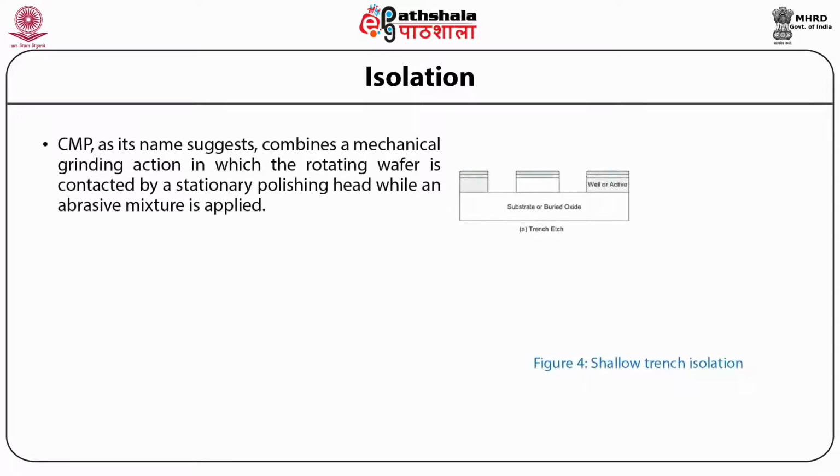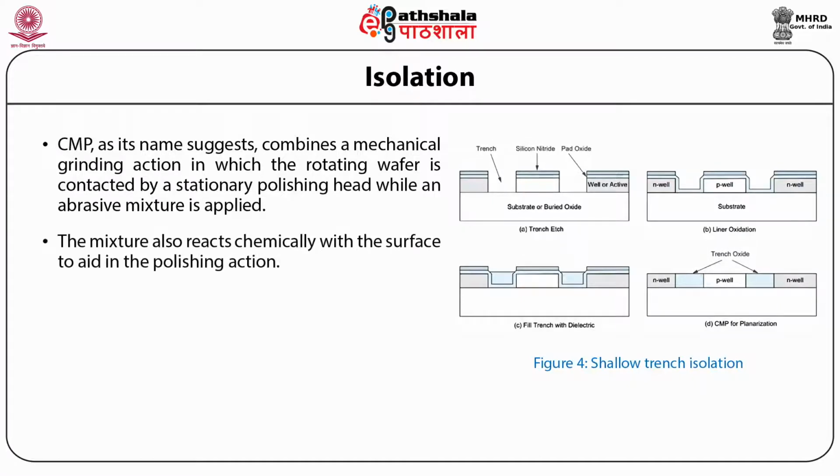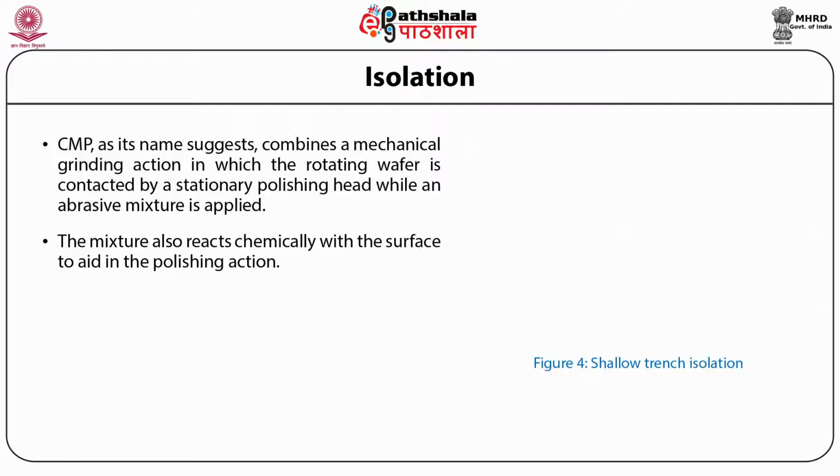CMP, as its name suggests, combines a mechanical grinding action, in which the rotating wafer is contacted by a stationary polishing head while an abrasive mixture is applied. The mixture also reacts chemically with the surface to aid in the polishing action.